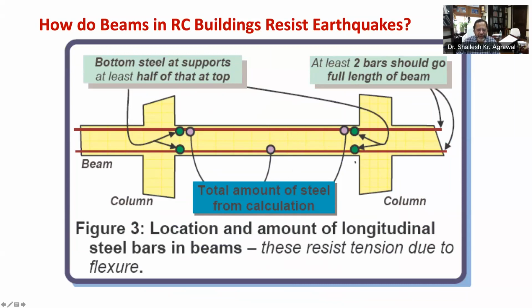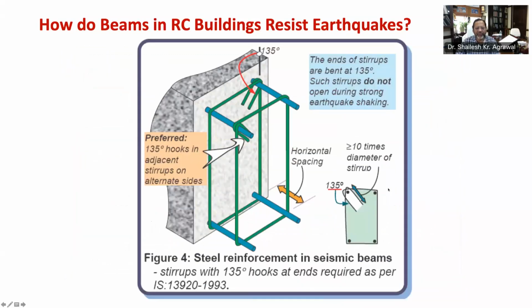Secondly, at the ends of the beam, meaning at the support, the amount of steel provided at bottom should be at least half of that at top. Now let's understand the role of stirrups or closed steel loops through figure 4. Stirrups help in 3 ways. First of all, they carry the vertical shear force and thereby resist diagonal shear cracks. They protect the concrete from bulging outwards due to flexure or bending, and they also prevent the buckling of compressed longitudinal bars due to flexure or bending.